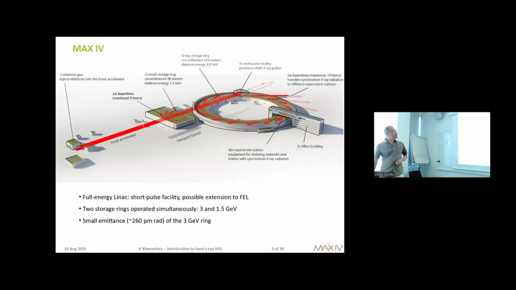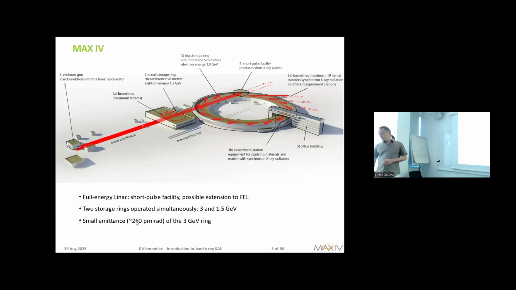All right, Max 4, well, you saw it in the aerial view. It consists of 3 accelerators. One is linear, or LINAC, that accelerates electrons and feeds them to the smaller ring, halfway its length, and then full length to the larger ring. And also at the end of the LINAC, there is a beamline. So the LINAC itself also serves as a photon source. What is special about Max 4 is that we have a small emittance. What is emittance? I will tell on the next slide.